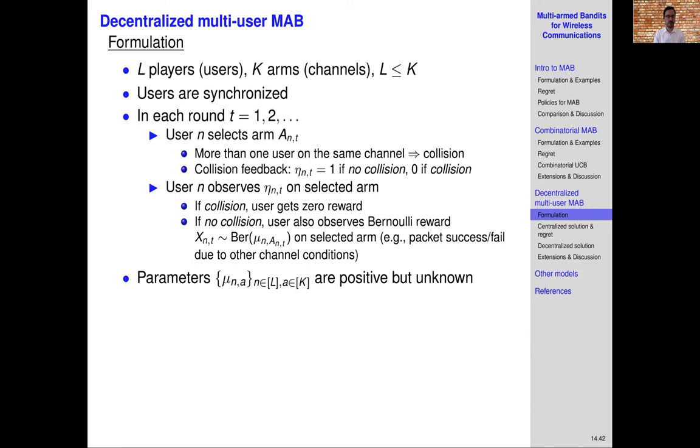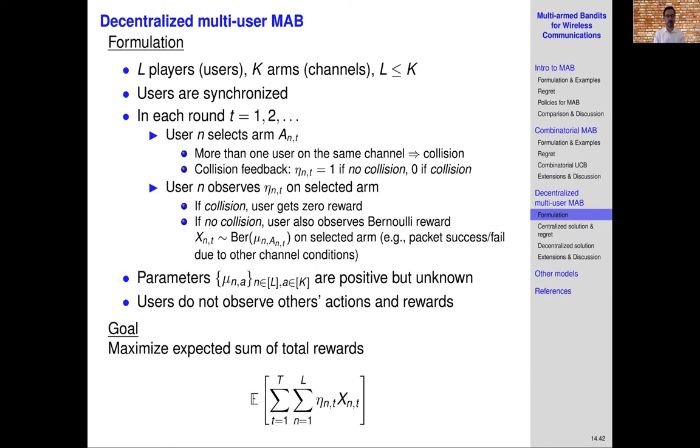The parameters are the Bernoulli parameters for each user channel pair. These are assumed to be positive but unknown. In the decentralized setting, users do not observe others' actions and rewards. They only get to observe their actions and their own rewards and collision feedback on their selected channels. And the goal is to maximize the expected sum of total rewards, which is summed over all time slots and overall users.